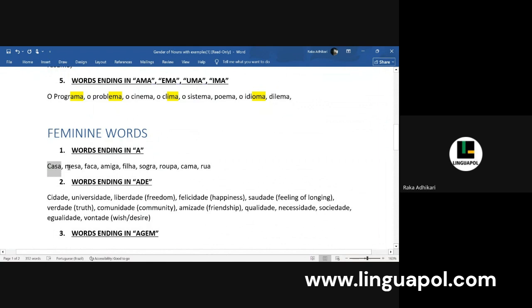Casa is house, very basic. Mesa we already know, table. Faca also we know. Amiga is friend. Filha is daughter. Sogra, what is sogra?